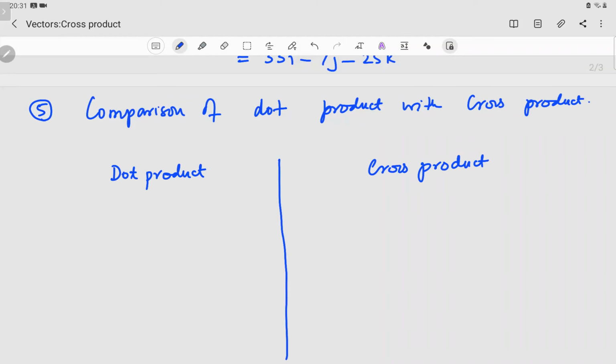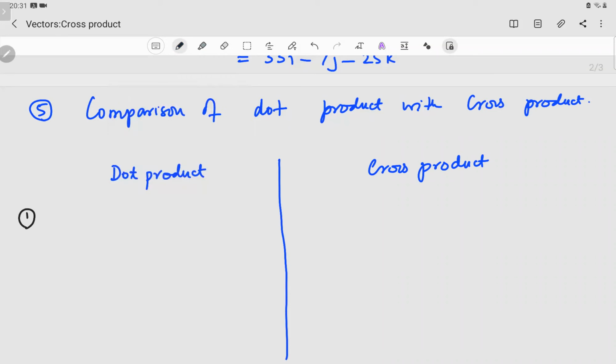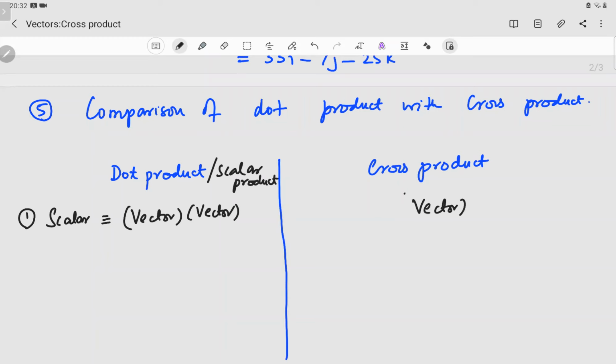The very first thing that I would like to comment on over here is that in dot product, you multiply a vector with a vector and you get a scalar. That is the very first thing about dot product. Dot product is also known as a scalar product. But in cross product, you multiply vectors in such a way that you get a vector. And it is due to this reason that cross product is also called vector product.